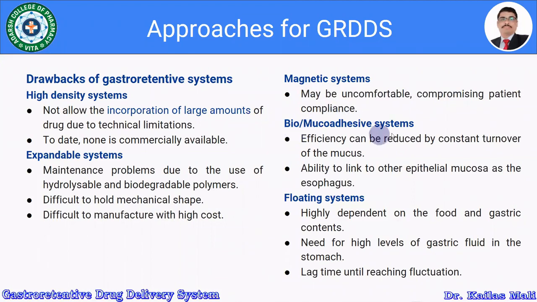In the case of bioadhesive or mucoadhesive systems, efficiency can be reduced by constant turnover of the mucus, which is going to interfere with the mucoadhesion. There is also an ability to link to other epithelial mucosa like the esophagus. Then in the case of floating system, it is highly dependent on the food and the gastric content. There is a need for high levels of gastric fluid in the stomach, and lag time until reaching the stomach, leading to fluctuation. So these are certain disadvantages of the gastro-retentive systems.